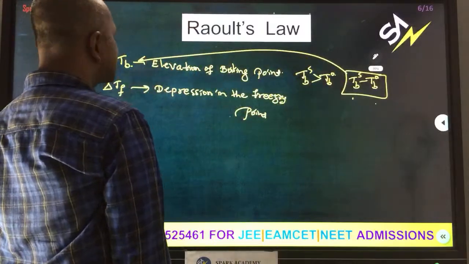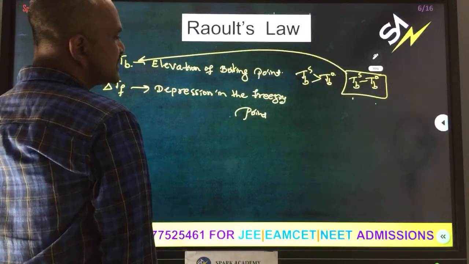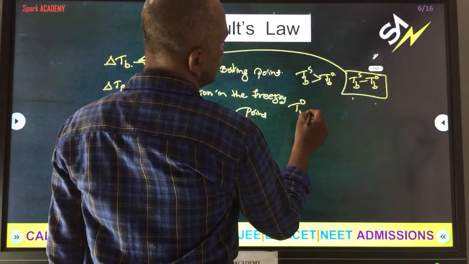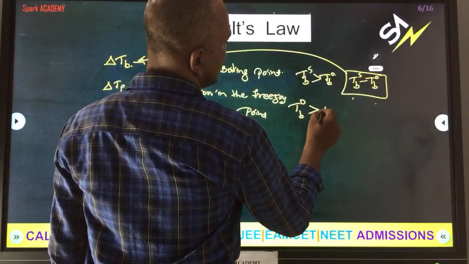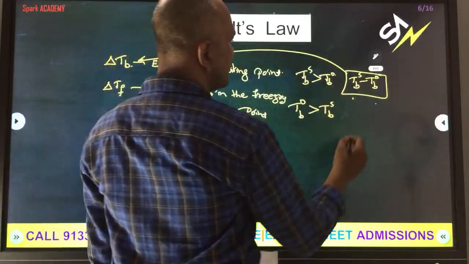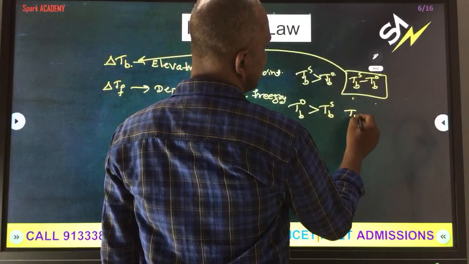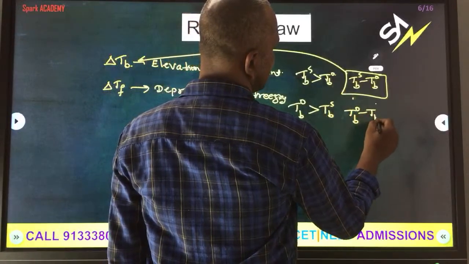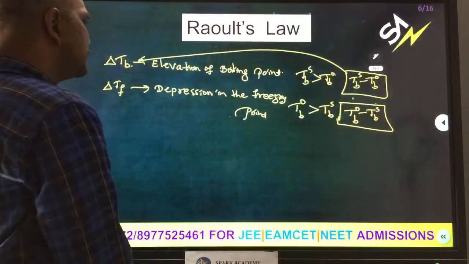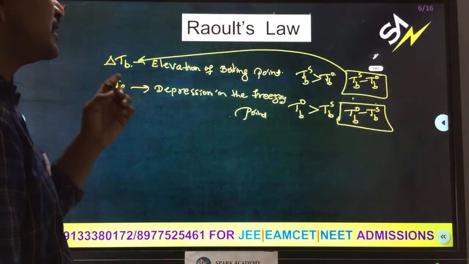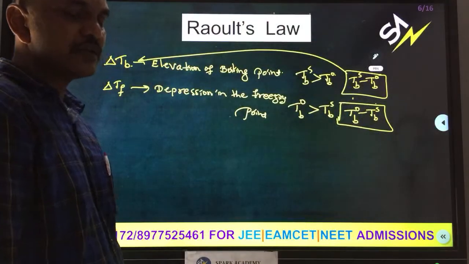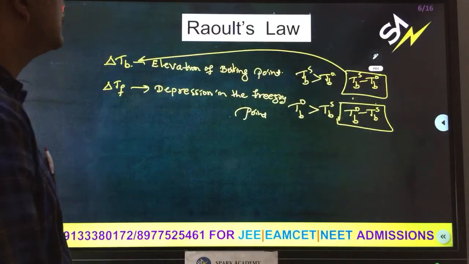Next, for depression in the freezing point, what can we write here? Again, TF naught in this one is more than TFS, opposite to each other. So from big to small, we should subtract: TF naught minus TFS. So this is the depression in the freezing point. So about them also you should remember. Next, let us see another question.